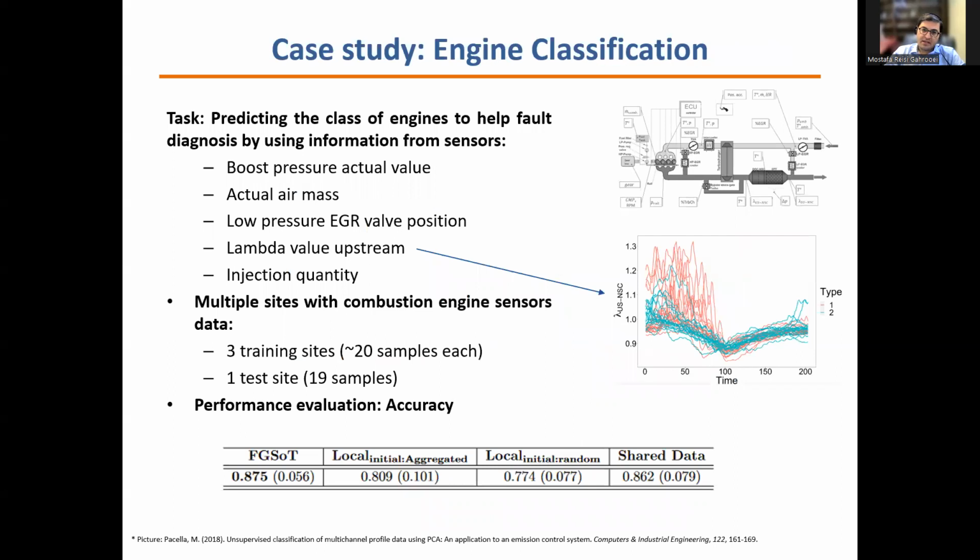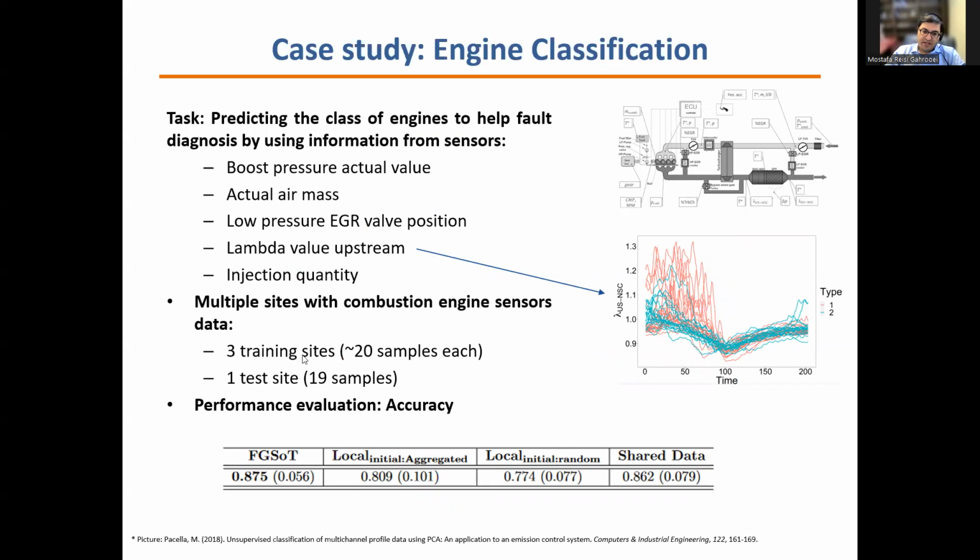As a case study, we consider predicting the class of an engine based on the sensor data. Here are some examples of the sensor data that are available. And this is an example of one particular sensor reading, lambda value upstream. And there are two types of it, type 1 and type 2.